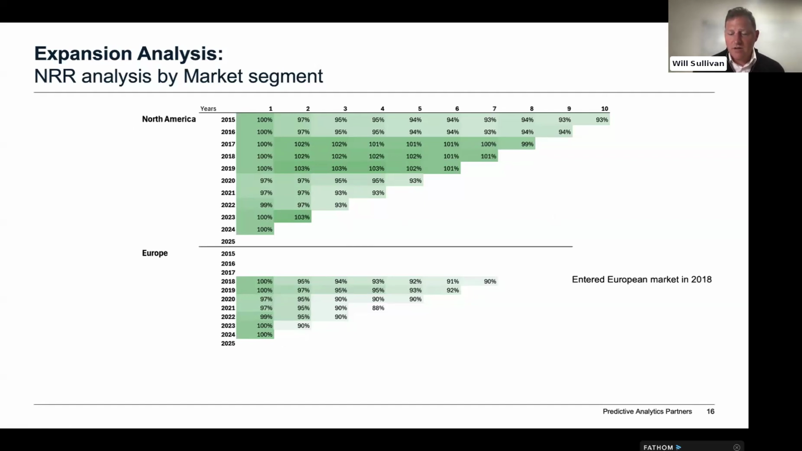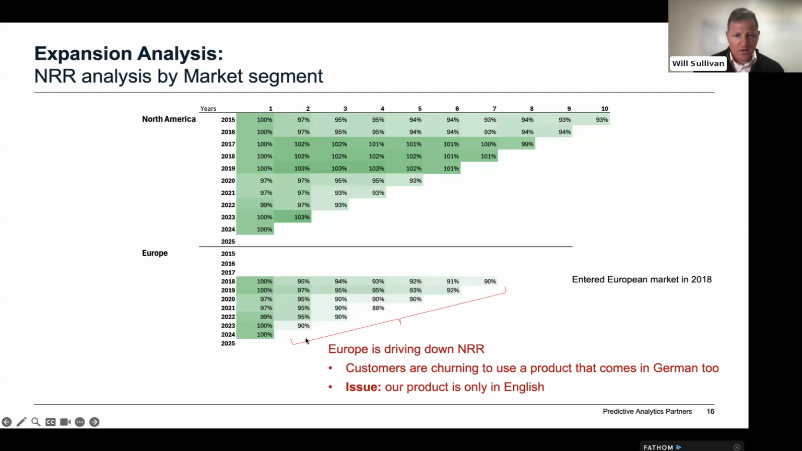Why is net retention not growing as much there, and actually getting down below our gross retention? So we don't have product market fit in Europe. And by doing another layer of analysis, both quantitatively and then speaking qualitatively to the head of sales in Europe, we came up with the idea that customers are churning because there's a competitor product there that's in the German language, and our product is only in the English language. This is a real case study. It's happened before, and so I use that as an example here.